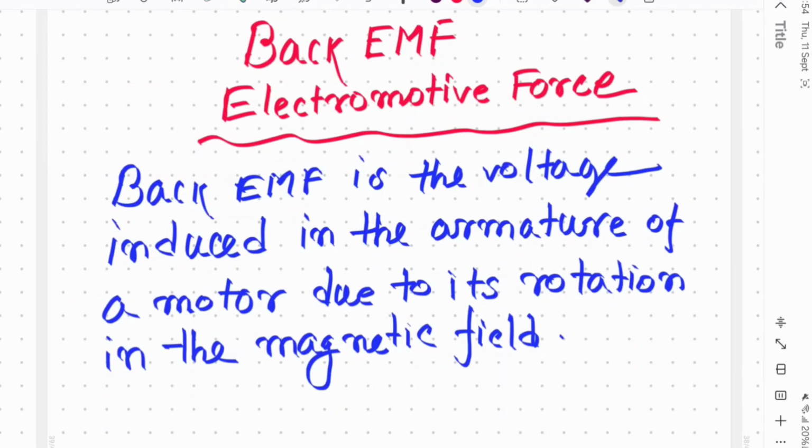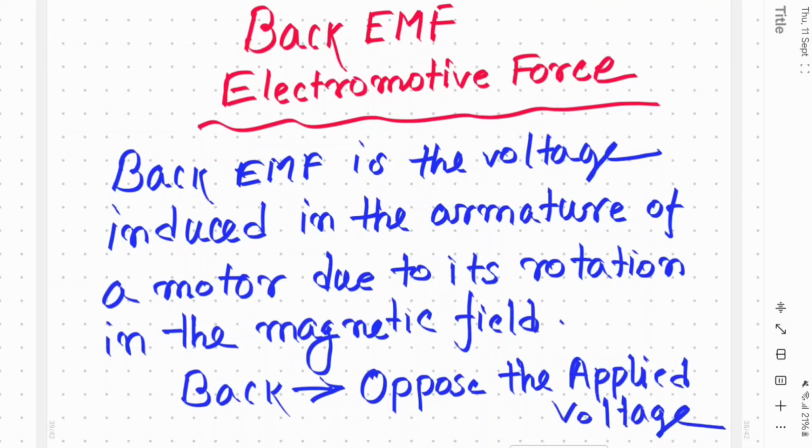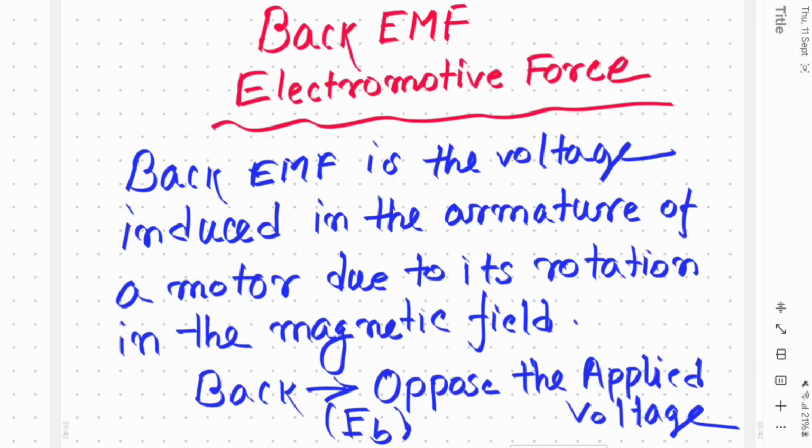So here it is called back because it opposes the applied voltage. The symbol of back EMF is EB. Back EMF is denoted by EB. Now we will see how it is produced.